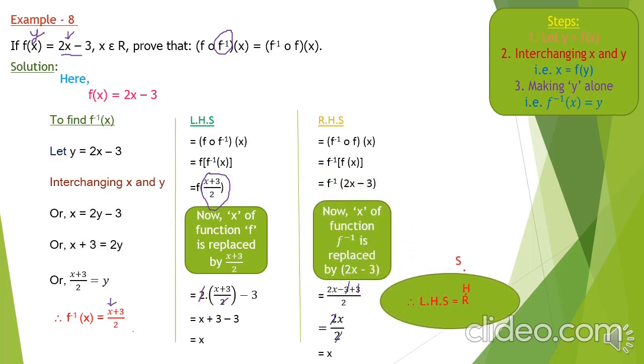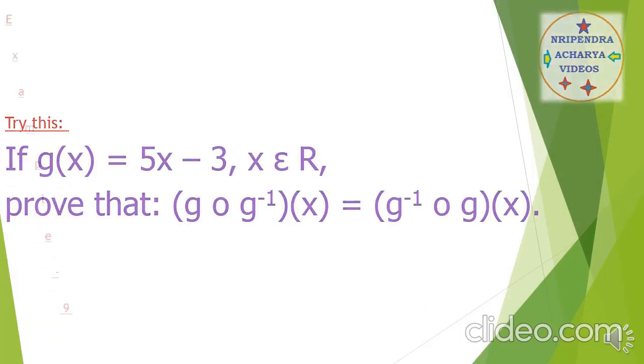So that is x. So this is also the identity function. Left hand side is equal to right hand side. Now this is a practice exercise for you. You can do it. We are on example 9.